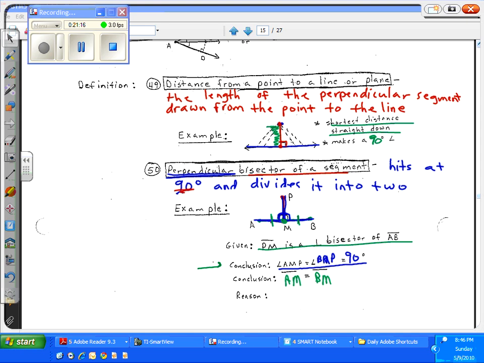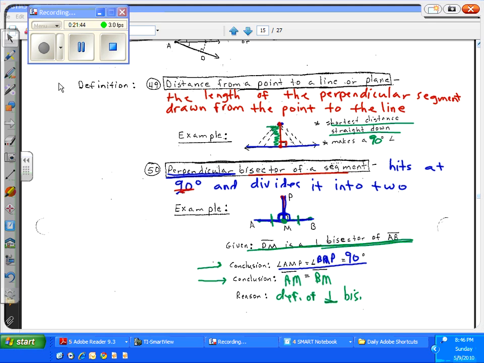And the reason we can make this conclusion, given this statement, would be the definition of a perpendicular bisector of a segment. Remember, we have the word in what you get out of it. The only thing we would have the perpendicular bisector of is a segment. Okay? Definition of perpendicular bisector.